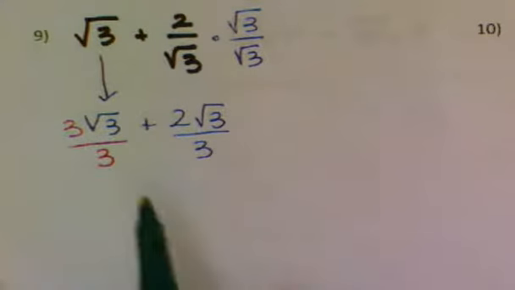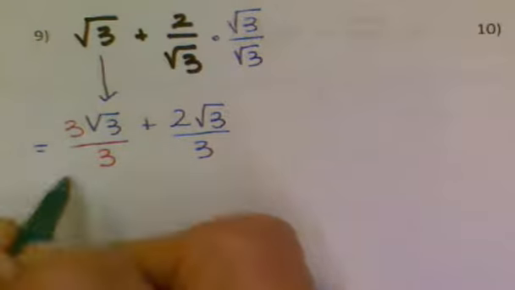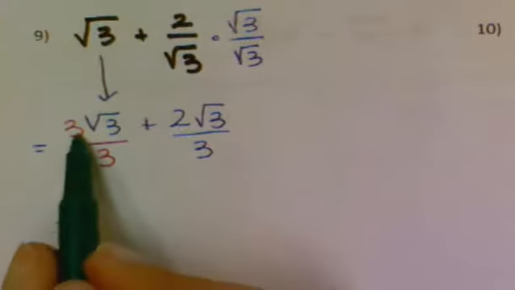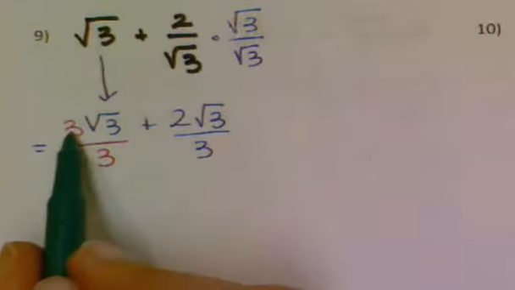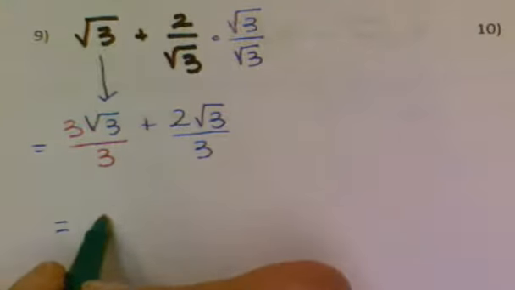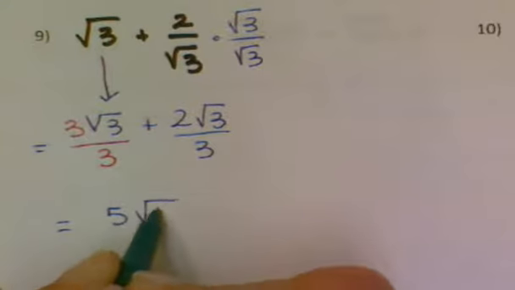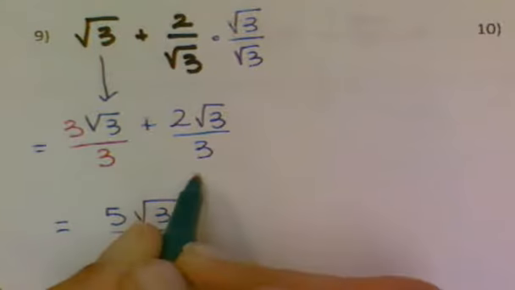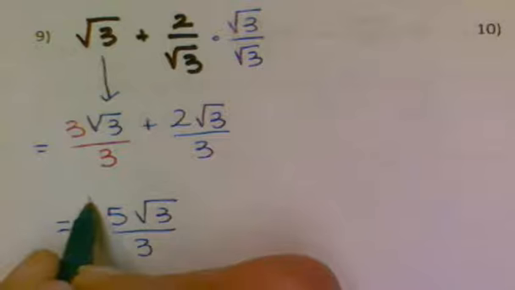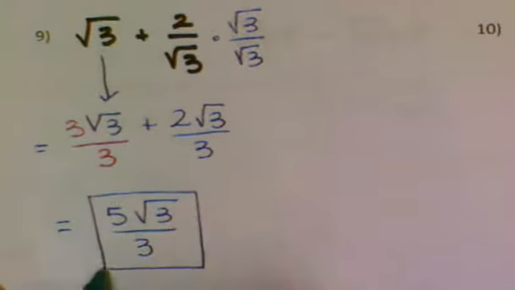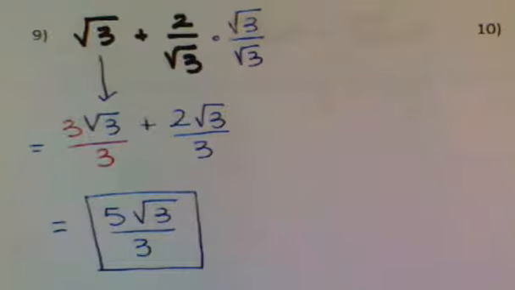Now we have a common denominator. So now we can add these together. So we're going to say, adding across the top, 3 plus 2 root 3. So that's going to be 5 root 3 all over that common denominator of 3. If we could simplify here, then we would have to.